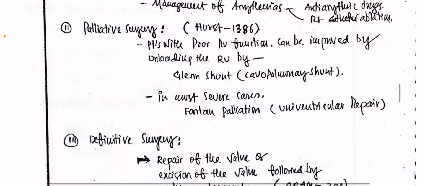Palliative management of Ebstein anomaly: patients with poor RV function can be improved by unloading the RV by Glenn shunt, that is cavo-pulmonary shunt. In most severe cases, Fontan palliation, univentricular repair.